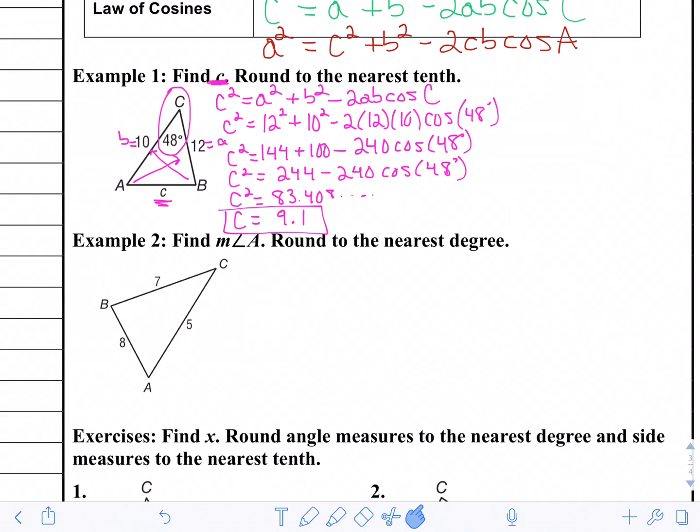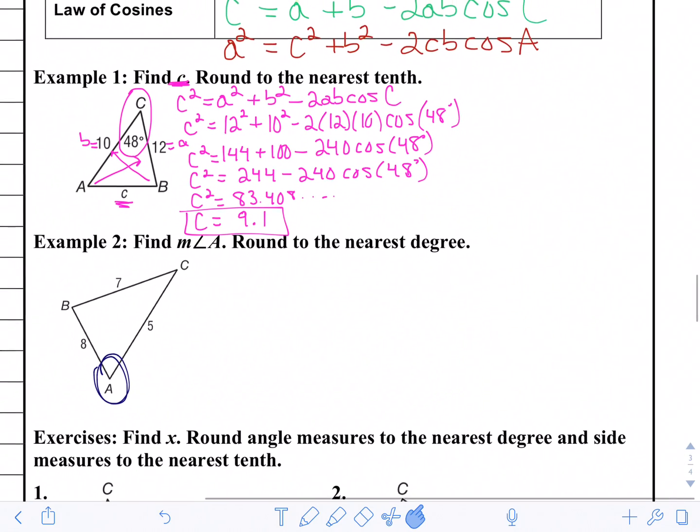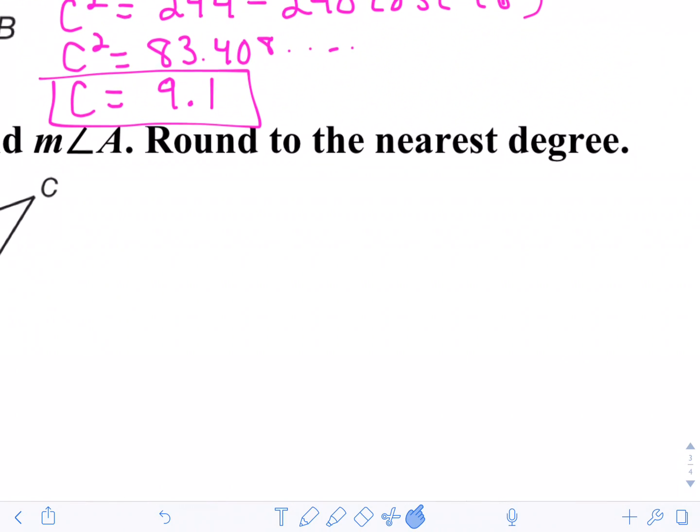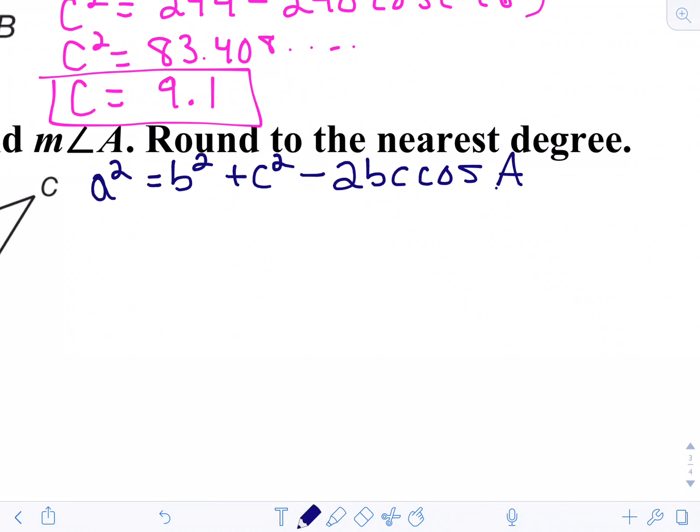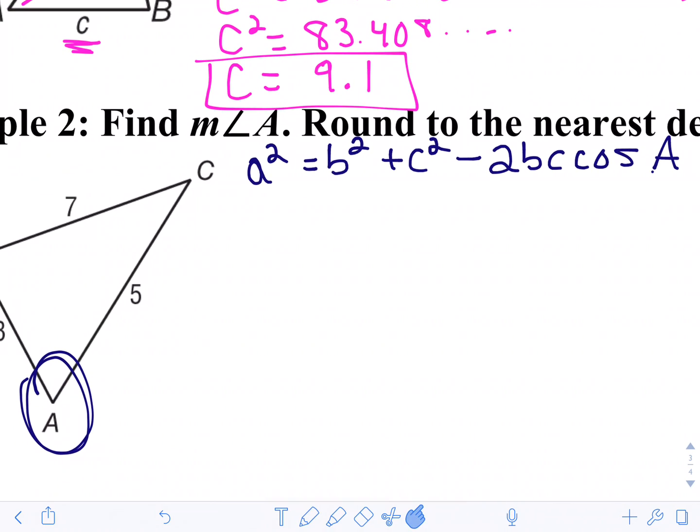Next one. So here we had to find the measure of angle A. First thing I'm going to do is write down the formula. Let me see if I can zoom in. My formula for this one is going to be a squared is equal to b squared plus c squared minus 2bc cosine of angle A. Okay, so looking at my picture, zoom out a little bit.